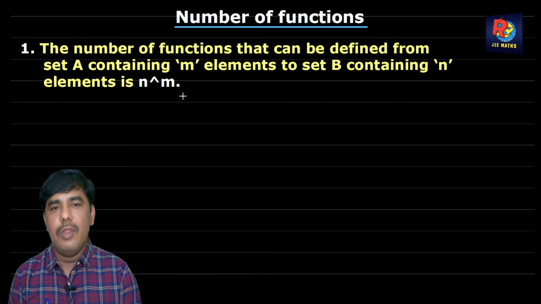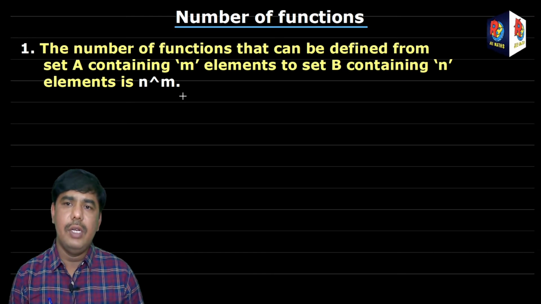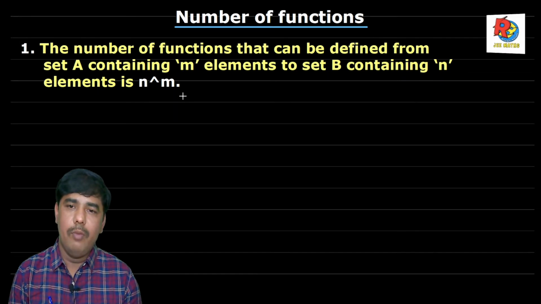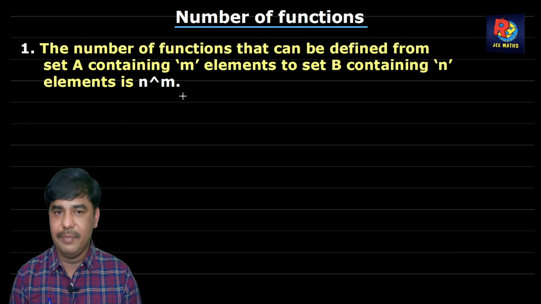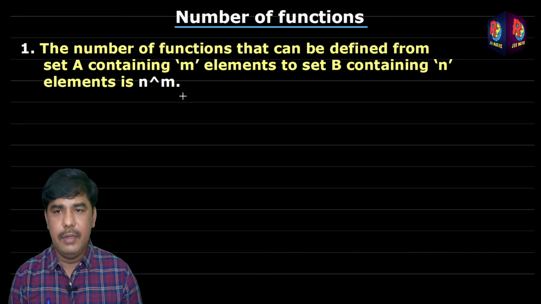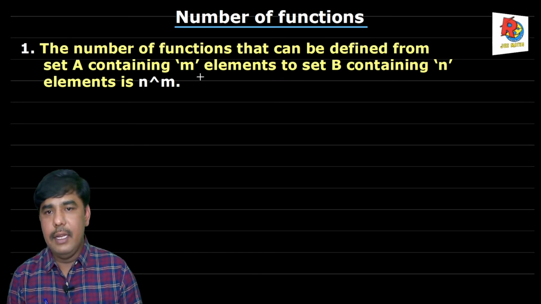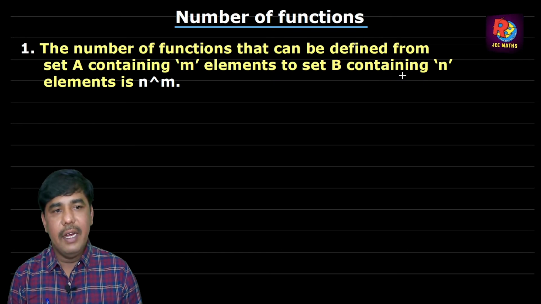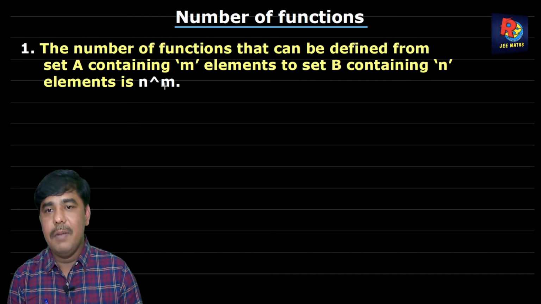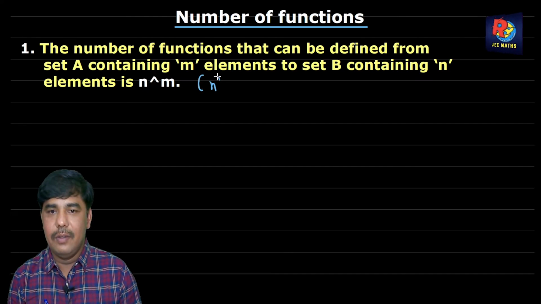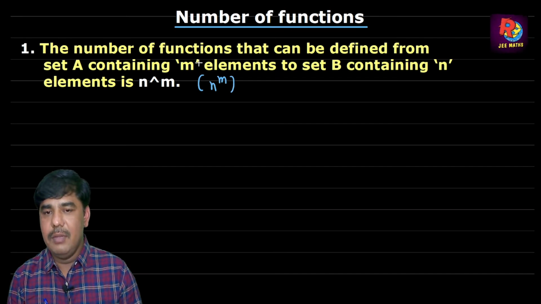Now we need to discuss the number of functions. In this, just you need to observe that here we are going to discuss how many functions will be possible, how many one-one functions are possible, how many onto functions are possible, how many bijection functions are possible when 2 sets are given. Just you can observe here. Here set A containing m elements and set B containing n elements. Then the number of functions from set A to set B is n power m. Here B first we need to take, then A elements we need to take.